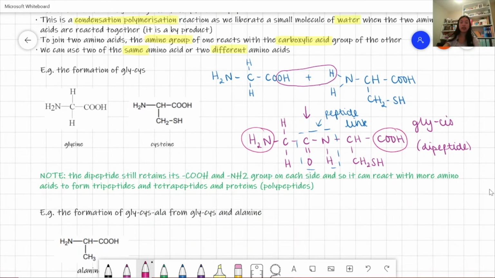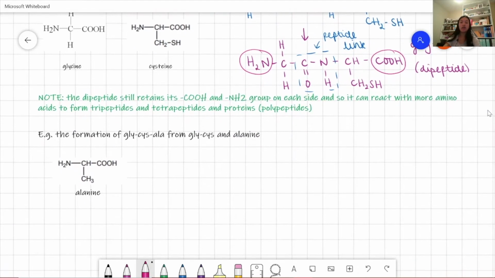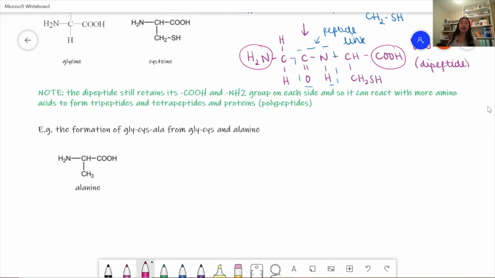So the example we're going to look at is the formation of glycyl-cysteine-alanine from glycyl-cysteine, which is a dipeptide we just formed, and then alanine. So here we have the structure of alanine. So first I'm going to draw out the glycyl-cysteine. So we have H2N, and then CH2, and then we have the C double bond O, N, H, and then CH, CH2, SH, and also the carboxylic acid group.